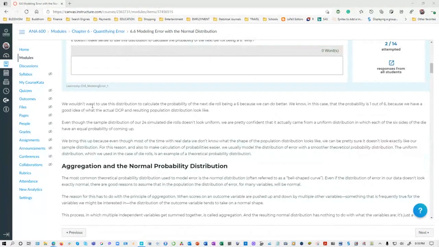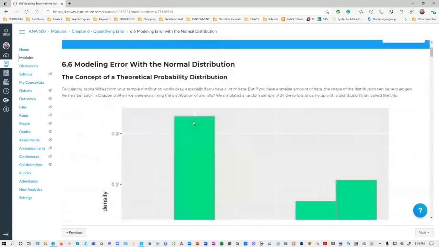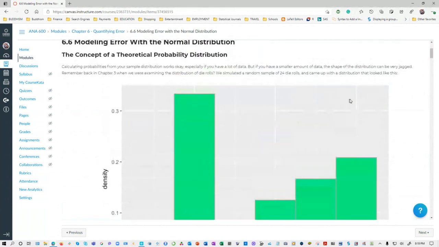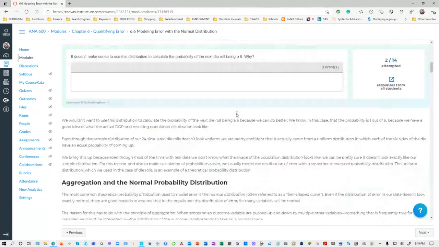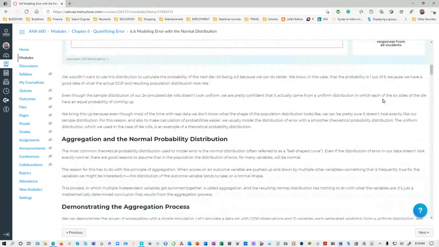We wouldn't want to use this distribution calculation here because we have a good idea what the DGP result and probability look like. Even though the sample distribution of 24 similar die rolls doesn't look uniform, we are pretty confident that it actually came from a uniform distribution. It doesn't look like a uniform, but its population definitely comes from a uniform distribution.